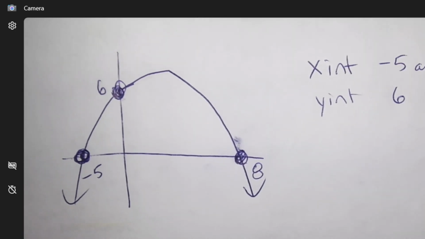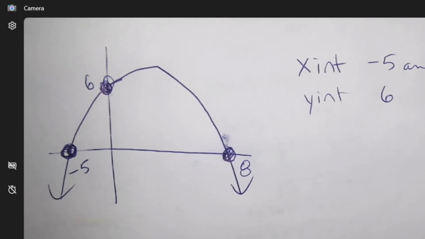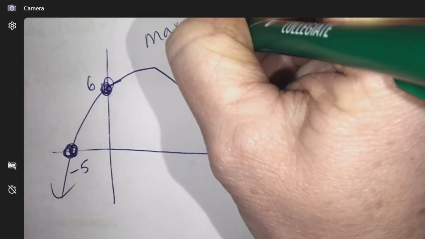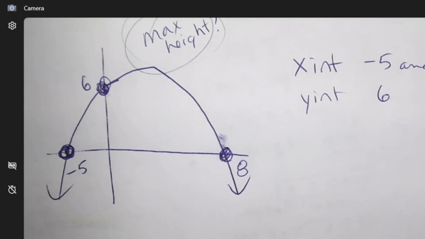Okay, so here's what you told me. So the question would say, here's the x-intercepts, here's a y-intercept. And what we're going to do is, my question at the very end is going to be, what's the max height? Every time. Exactly.